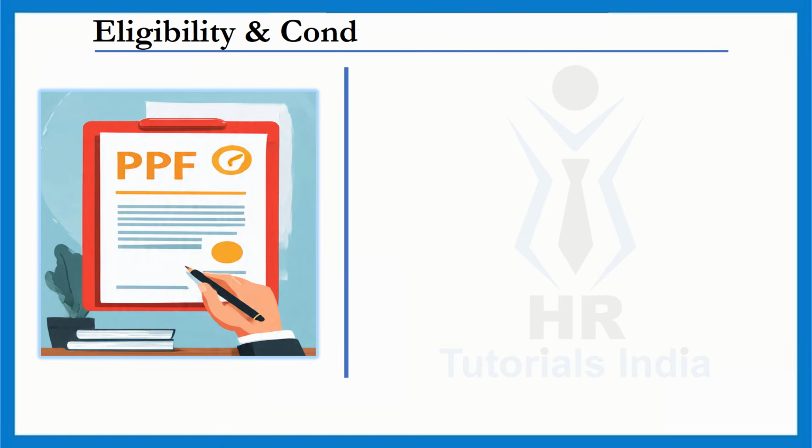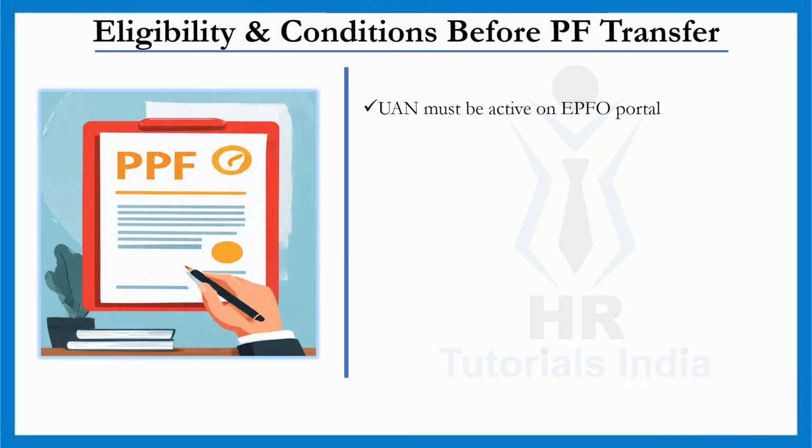Now let's see the eligibility and the conditions before you transfer your PF. Your UAN must be working and logged in at least once before starting the transfer. Without an active UAN, the system cannot process your request. Aadhaar, PAN and bank details must be updated and approved by your employer. Only after KYC approval can the transfer request move forward smoothly.